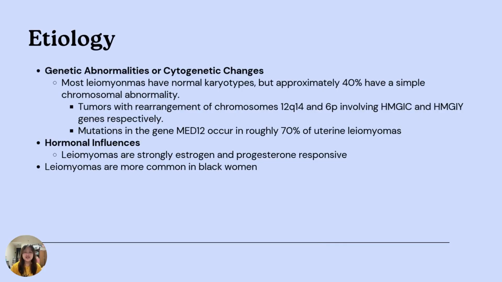And then next is its etiology. Their development is linked to the genetic abnormalities, and about 40% show chromosomal changes, particularly in genes like HMGIC, HMGIY, and MED12. Also, they are strongly influenced by hormones, especially estrogen and progesterone, which explains why they are more common in the reproductive age of women. And they are also more common in Black women.